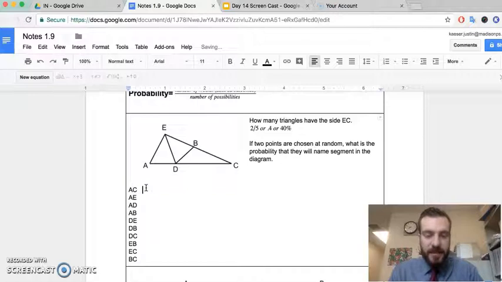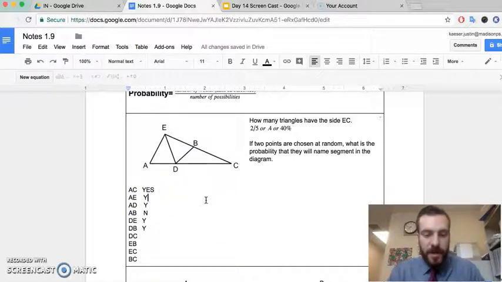So is AC on our diagram? Yes, right here. What about AE? Yes, that's right there. Let's put a Y for yes. AD? Yep, that one's on there. AB. So there's no segment AB. DE, yes. DB, yes. And if you keep going, you get all the other ones being yes as well. So we have 10 total.